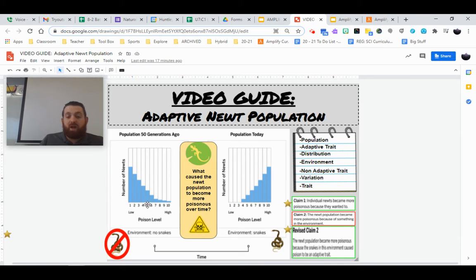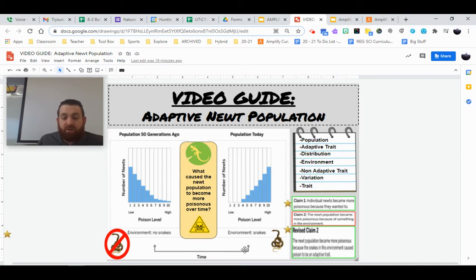First and foremost, we notice that before our population changed, about 50 generations ago, our newt population had a specific set of variations within its population, a very high set of variations, with our highest distribution of those poison levels at the low poison section of our histogram, and very few or a low distribution of high poisoned newts there. So overall, we had a very diverse set of poison levels, but our highest were at the low end and our lowest were at the high end. And notice that this was an environment where we had very little to no snakes.